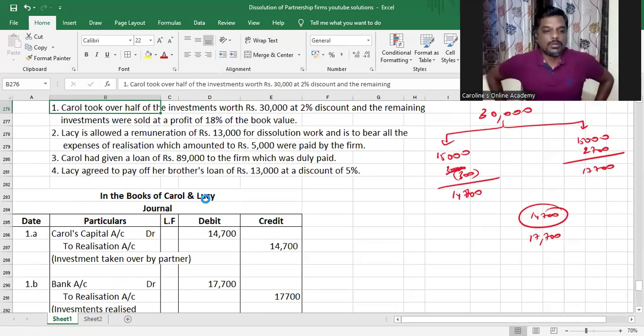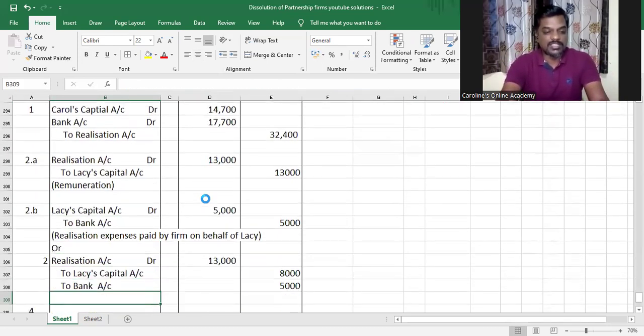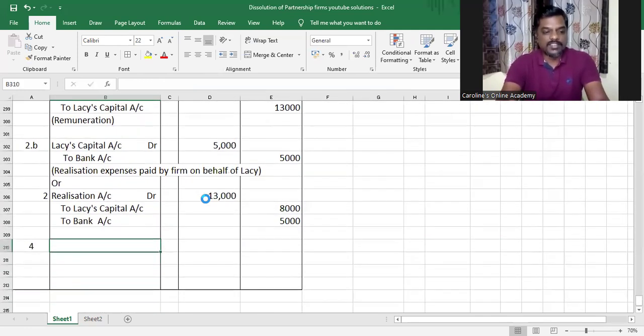Carol had given a loan of 89,000 to the firm, which was duly paid. So a partner's loan had basically been paid. It's a very, very simple transaction. The reason they have given it here is because they want you to learn the fact that partner's loan is not transferred to realization account.